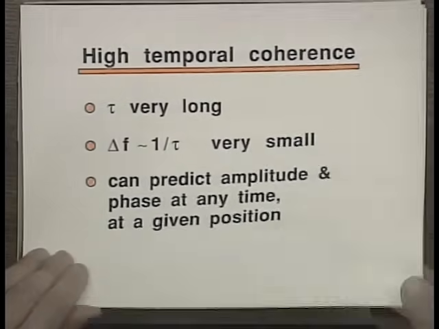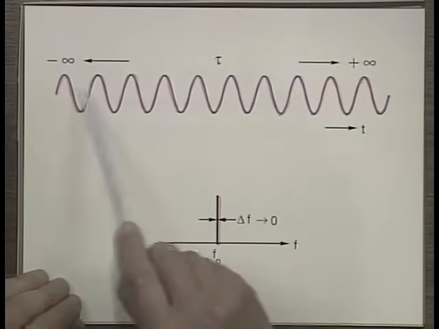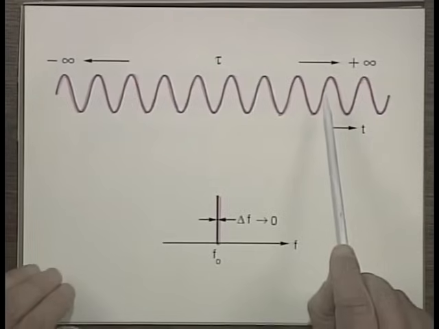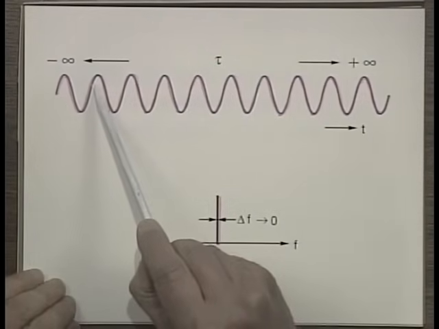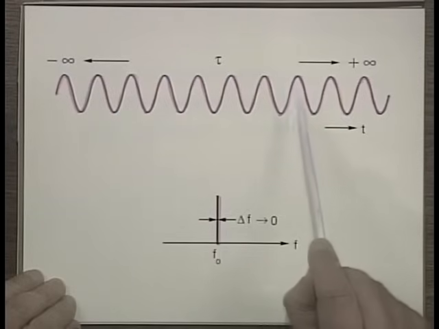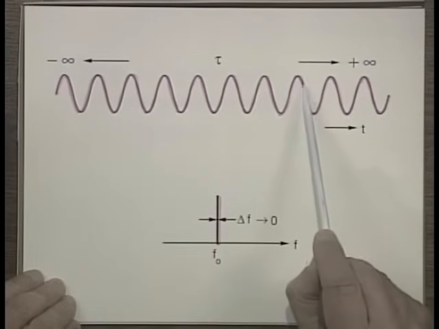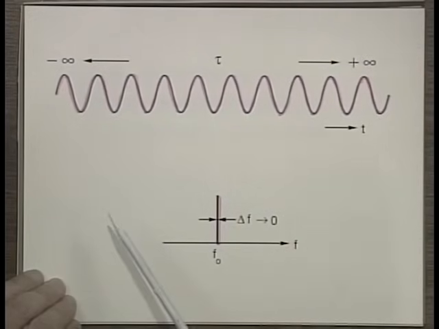In fact, if I go back to this plot over here, this is where you have infinite coherence. It means that if I know the amplitude and phase of the wave at this time, I can, only using a clock, predict exactly what the amplitude and phase of the wave would be at some other time later. And the separation in time can be very long.